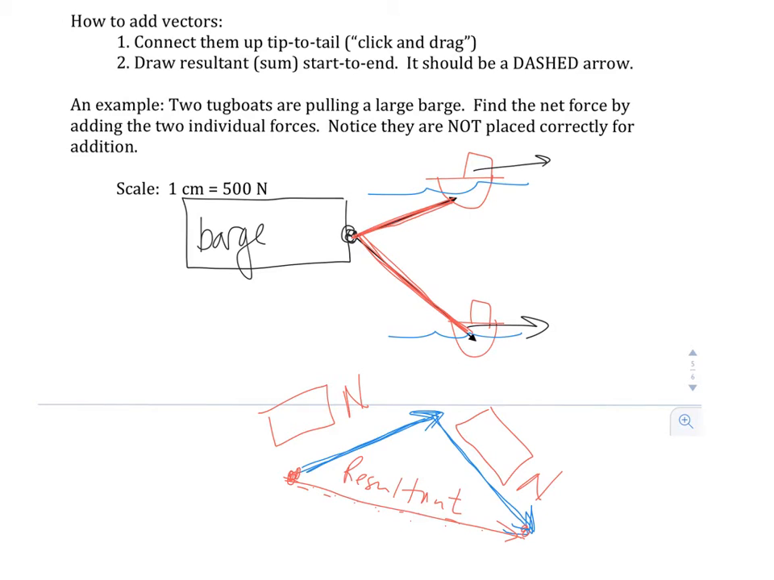And then what you can do is figure out the net force by just measuring the length of that resultant and setting it to this same scale. You could also use trigonometry if you wanted to find it out that way.